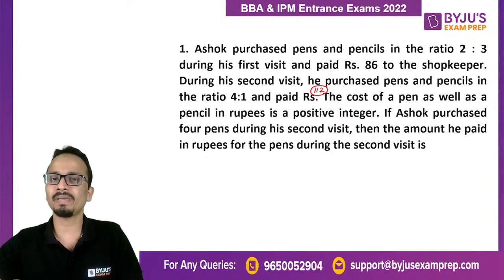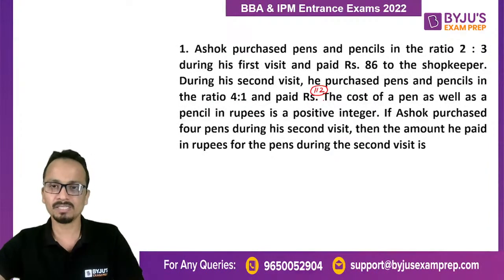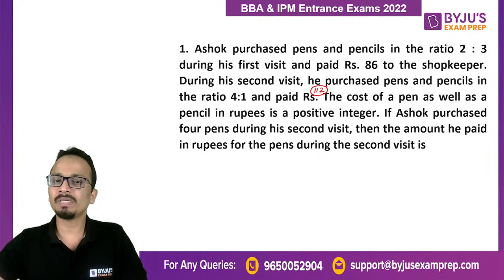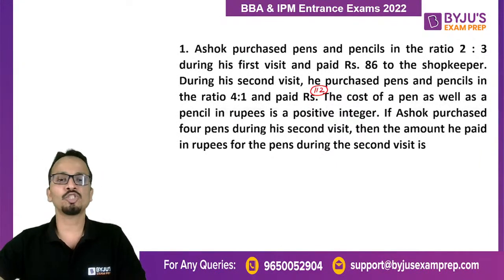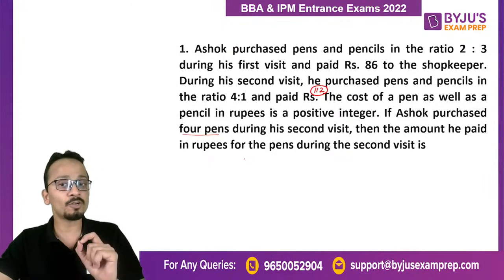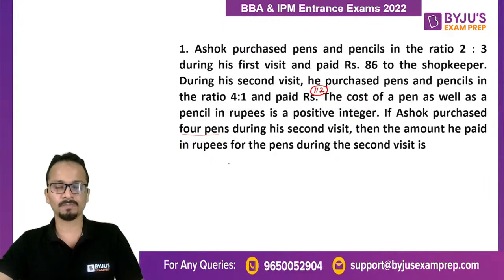So Ashok purchased pens and pencils in the ratio 2:3 during his visit and paid rupees 86 to the shopkeeper. During his second visit, he purchased pens and pencils in the ratio 4:1 and paid 112 rupees. The cost of a pen as well as pencil in rupees is a positive integer. If Ashok purchased 4 pens during his second visit, then the amount he paid in rupees for the pens during the second visit will be how much?